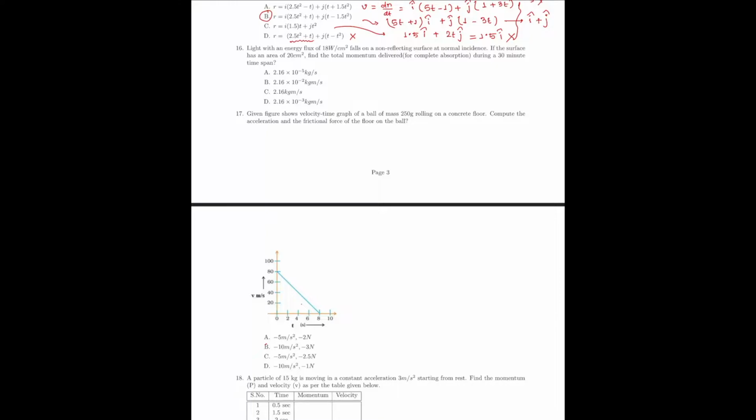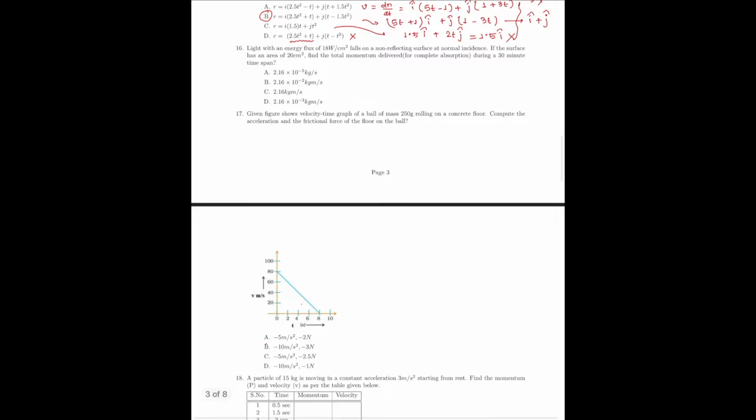In this video I'm going to discuss 5 physics problems of the ATC 2021 Shift 1 paper. In the 16th problem it has been said that an energy flux of 18 watt per centimeter square falls on a non-reflecting surface which has an area of 20 centimeter square. We need to find the total momentum deposited.